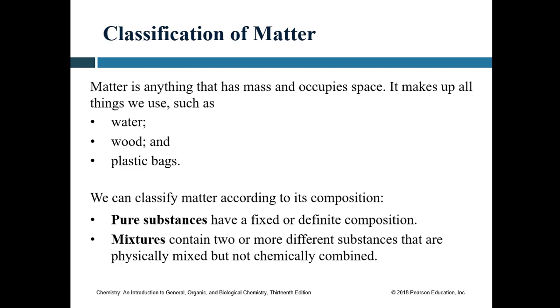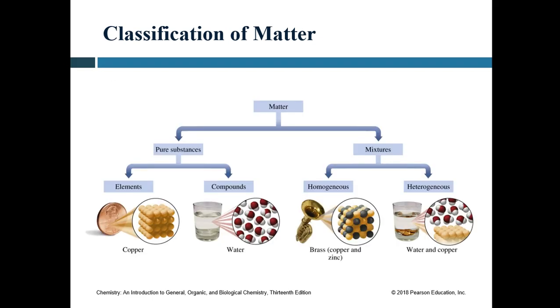Now, matter is anything that has mass and occupies space. It makes up all the things we use, such as water, wood, plastic bags, etc. We can also classify matter according to its composition. Pure substances have a fixed or definite composition. We'll give some examples. Whereas mixtures contain two or more different substances that are physically mixed but not chemically combined.